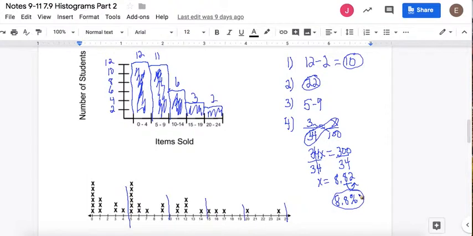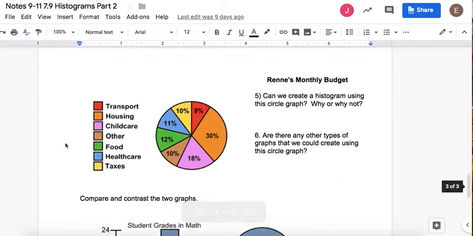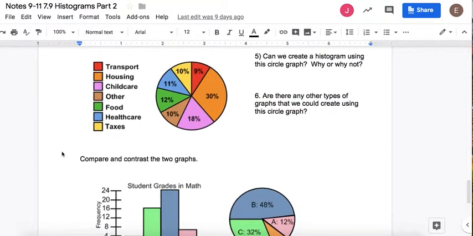Okay, let's move on to our last and final page, where we're going to look at circle graph and histogram comparison. So this is Rennie's monthly budget here. And look at this circle graph. And it says, can we create a histogram using this circle graph? And the answer is what? No.